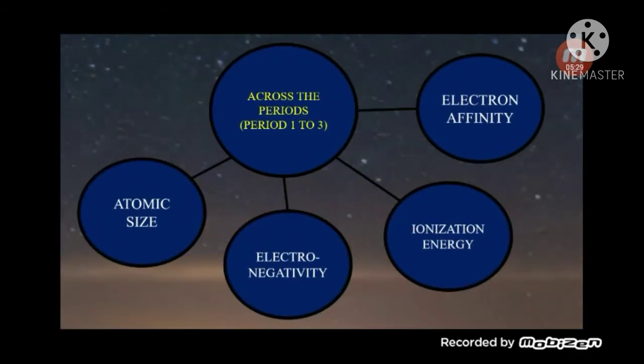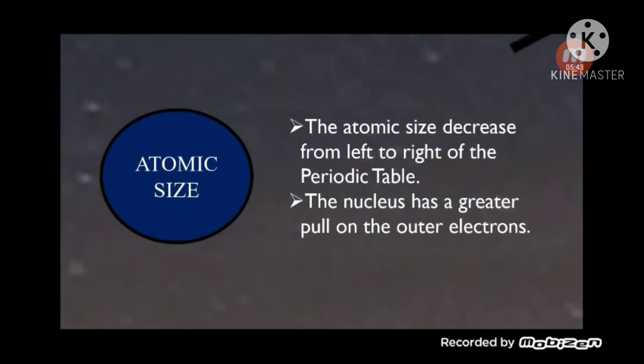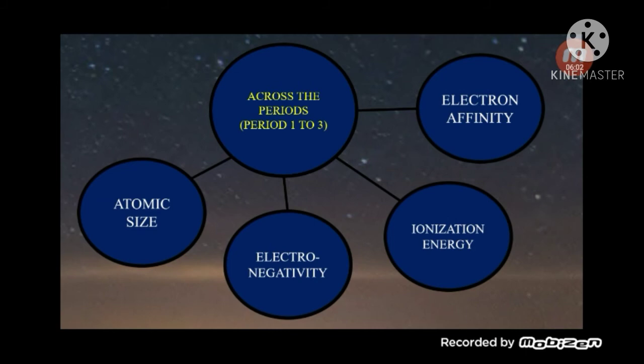For this one it is also the same. There are also four things for the changes in physical properties. For the atomic size, the atomic size decreases from left to right of the periodic table. This is because the nucleus has a greater pull on the outer electrons. So that is about the atomic size.